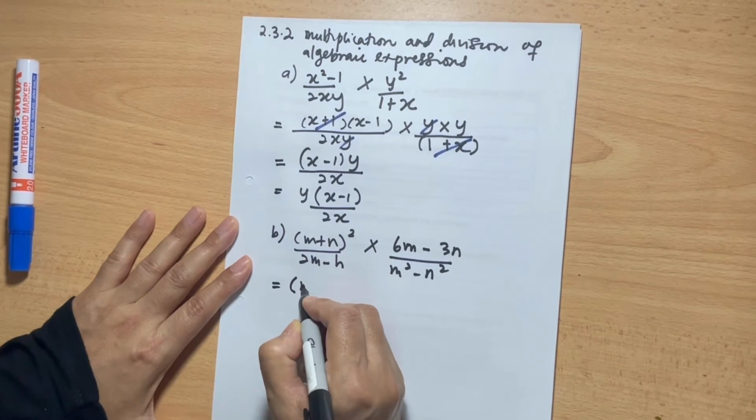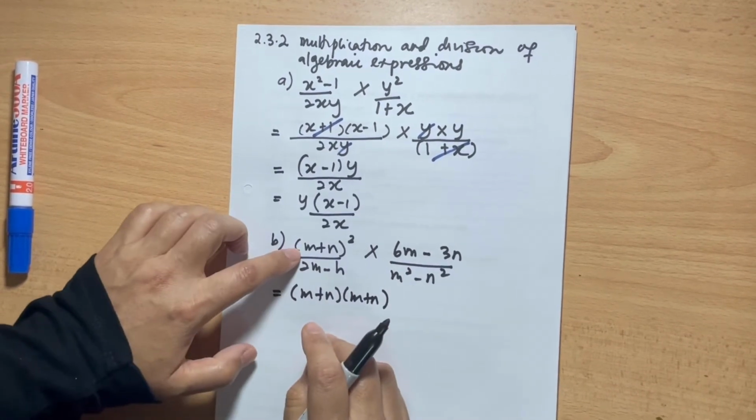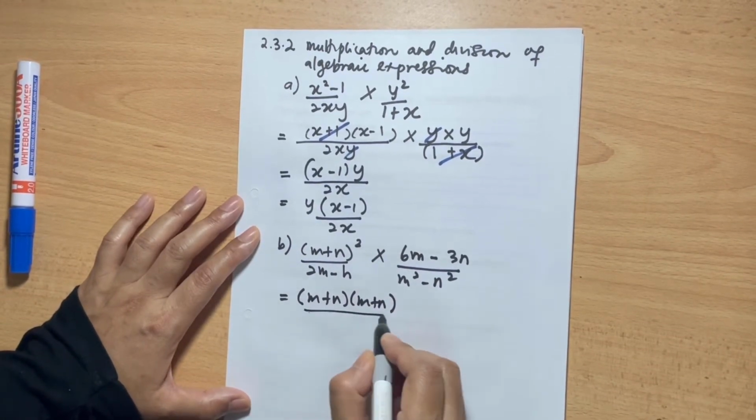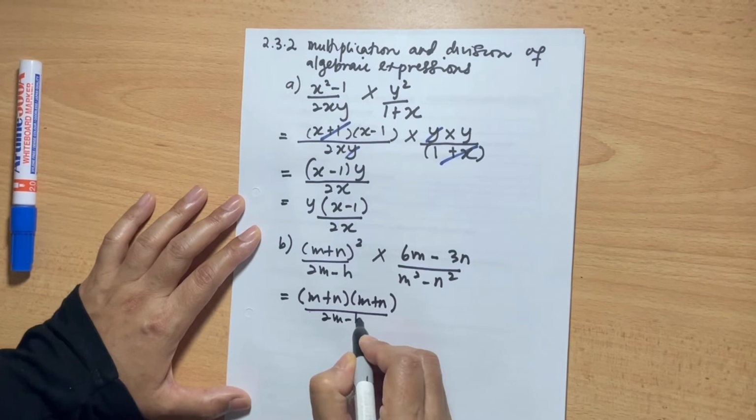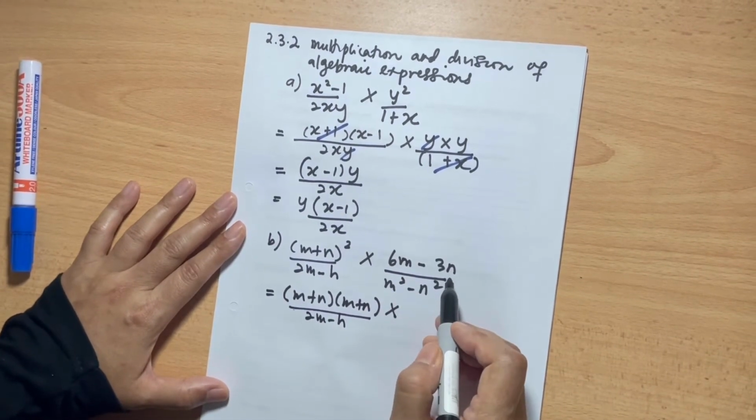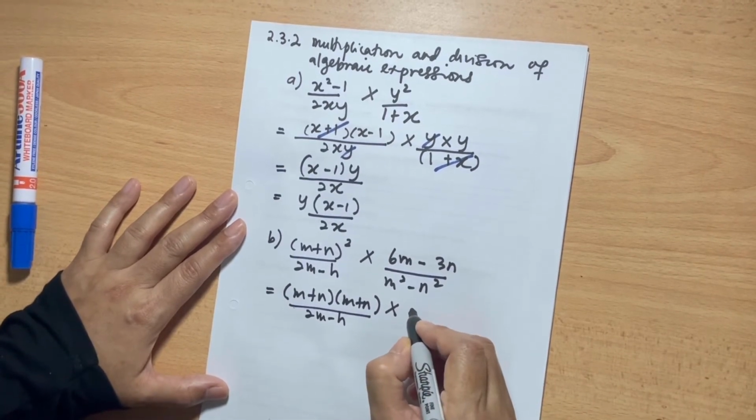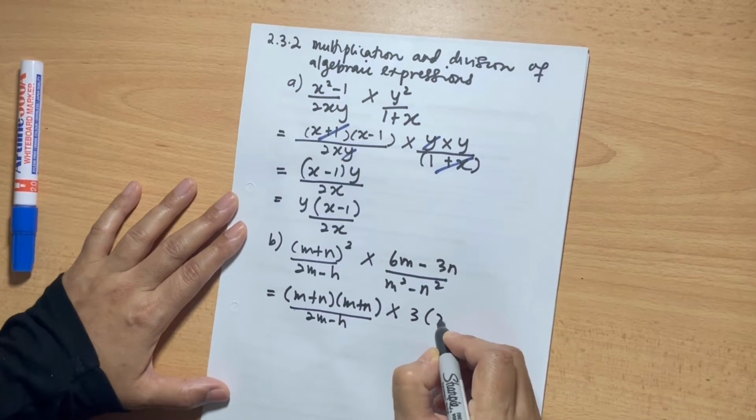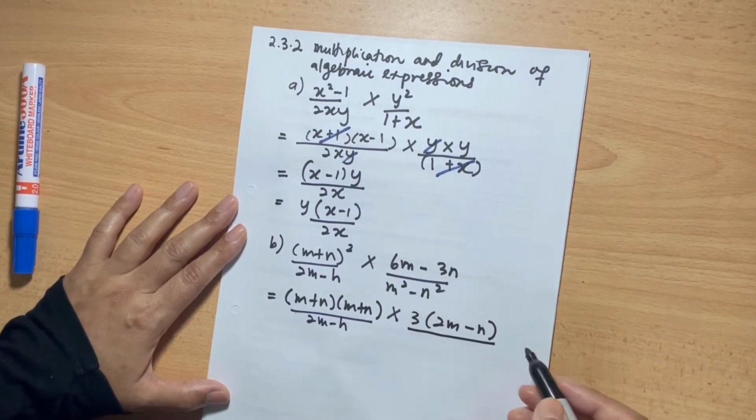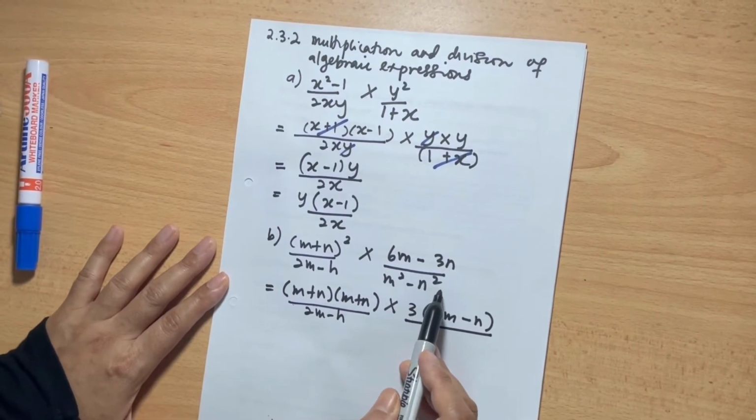(m plus n)(m plus n), because we have (m plus n) squared. So we have double here. Alright, so here 2m minus n, times 6m minus 3n. This one we can factorize. That means we put 3 outside: 3(2m minus n), over, at the bottom here, we have m squared minus n squared.